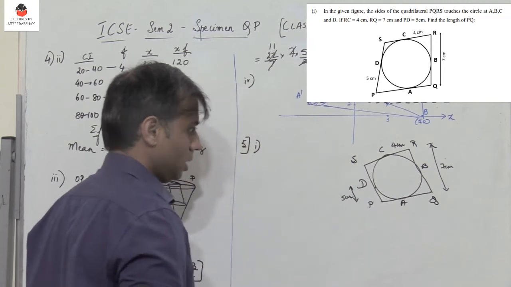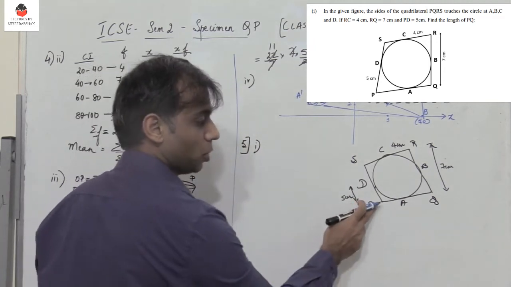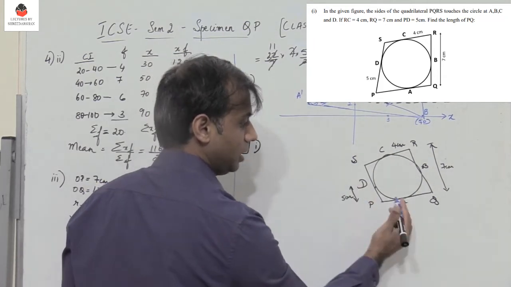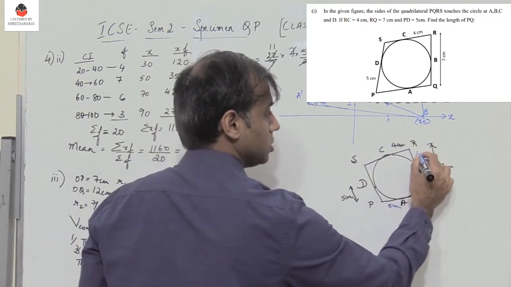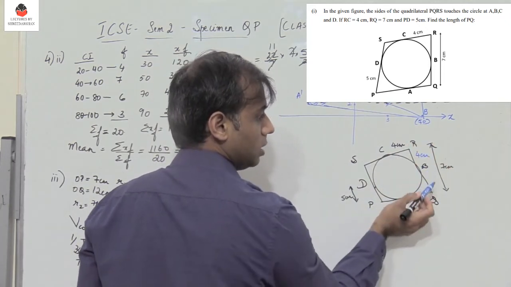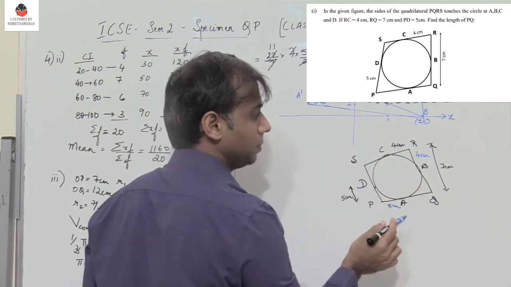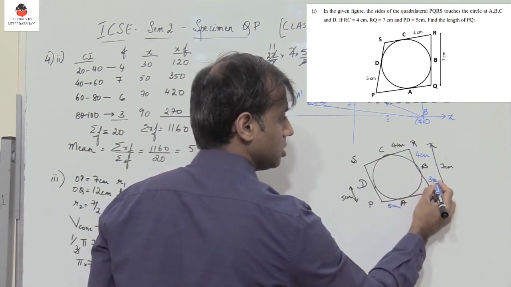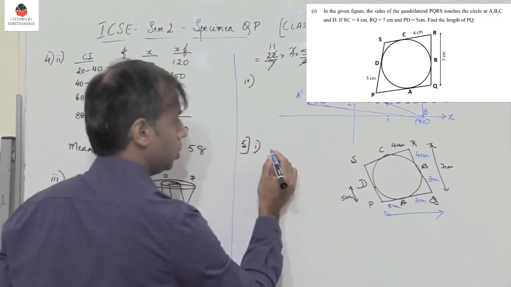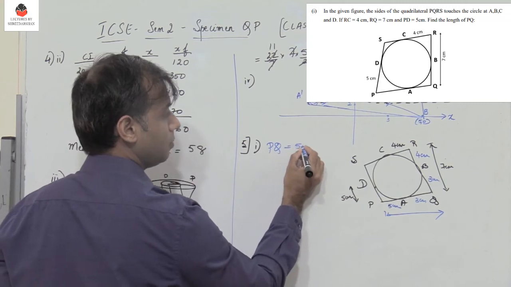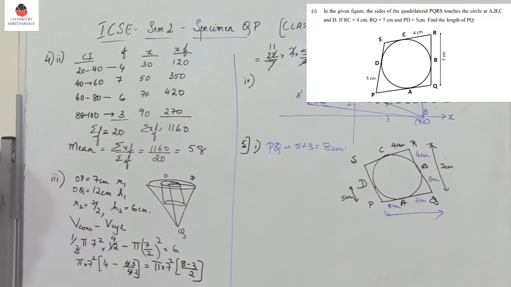Very simple. Now you find that these are tangents drawn to a circle from a given point. So the lengths will be equal. So if this is 5, this also will be 5. If this is 4, this also will be 4. Right? So what about this? 4 is BR. So 7 minus 4 is 3. So this is going to be 3 and this also will be 3. So what is PQ? PQ will be 5 plus 3, which is going to be 8 centimeters. Very simple problem.